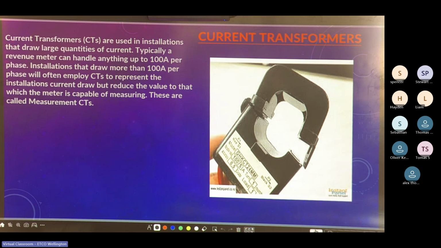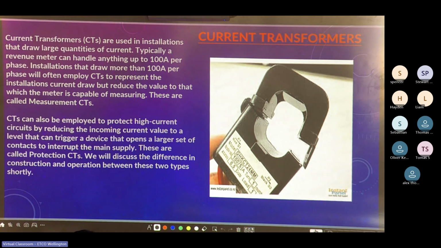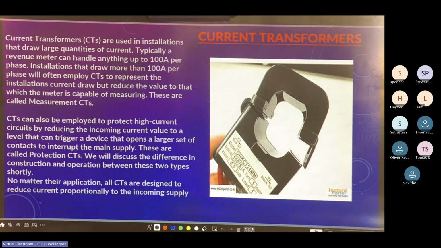They're called measurement CTs. CTs can also be employed to protect high current circuits by reducing the incoming current value to a level that can trigger a device that opens a larger set of contacts to interrupt the main supply. These are called protection CTs. We'll discuss the difference in construction and operation between these two types. No matter their application, CTs are designed to reduce current proportionally to the incoming supply.